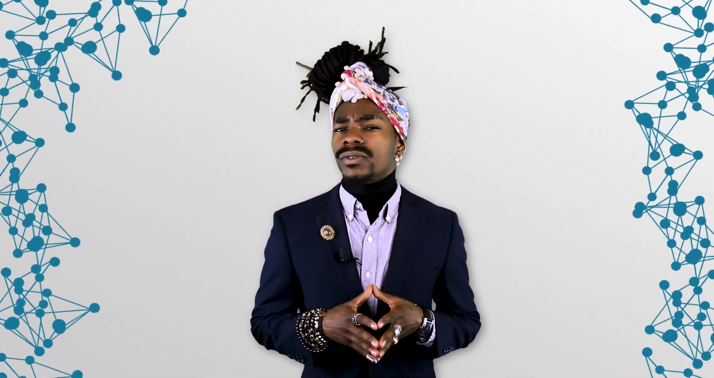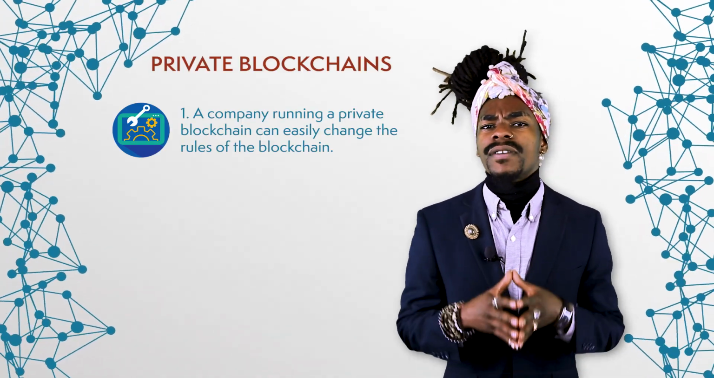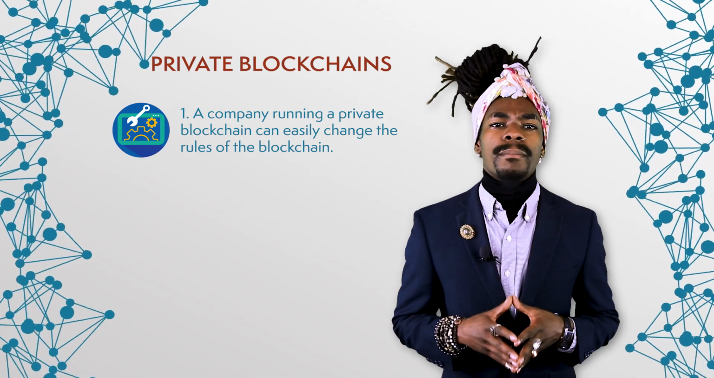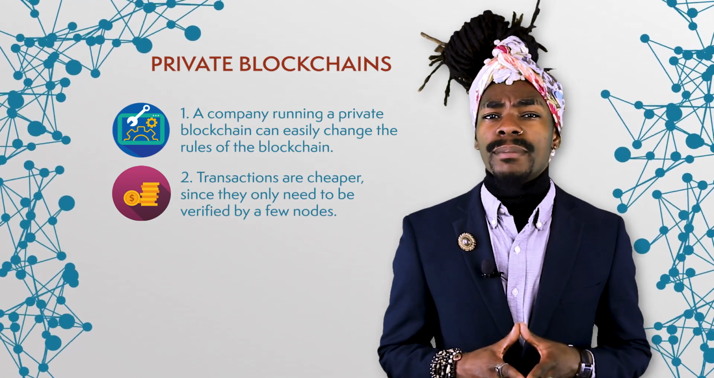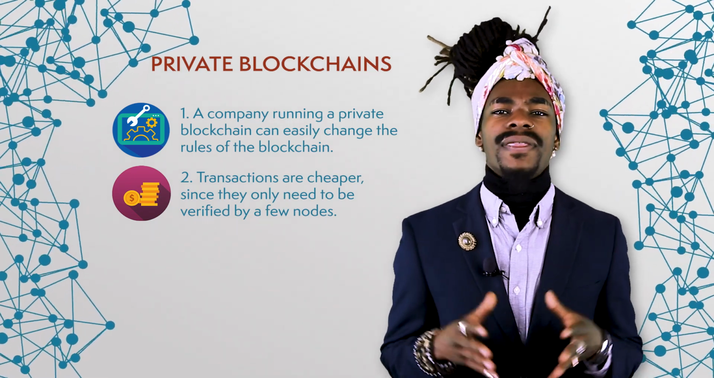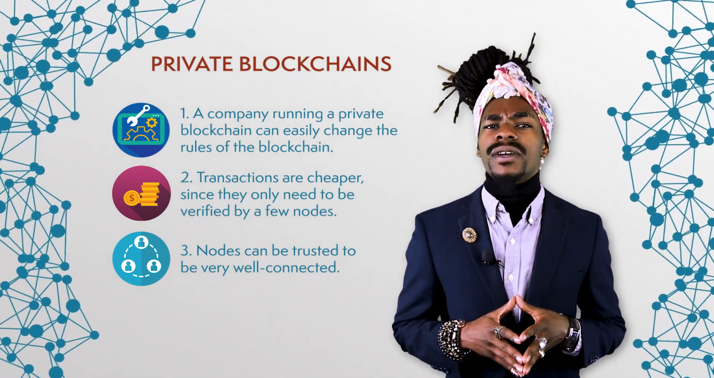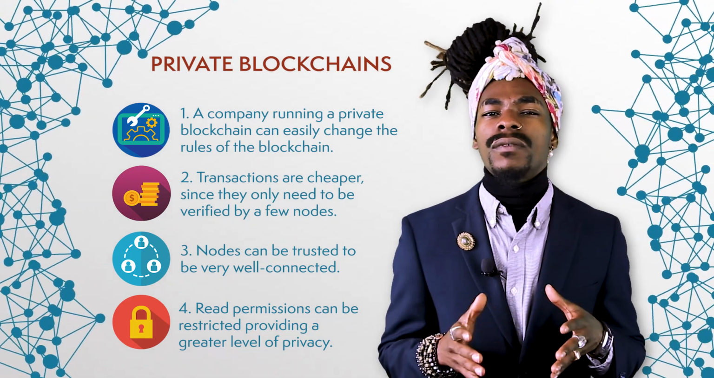Now, let's focus exclusively on the private versus public blockchain discussion. First, let's compare private blockchains and public blockchains and summarize their advantages. Number one, a consortium or a company running a private blockchain can easily change the rules of the blockchain. Ergo, revert transactions, modify balances, etc. Number two, transactions are cheaper since they only need to be verified by a few nodes that can be trusted to have very high processing power and do not need to be verified by thousands of nodes. Number three, nodes can be trusted to be very well connected, and faults can quickly be fixed by manual intervention. Number four, read permissions can be restricted, providing a great level of privacy.